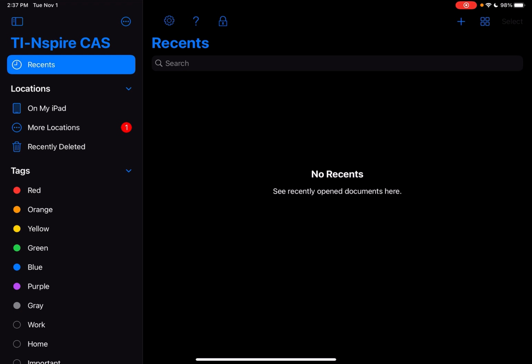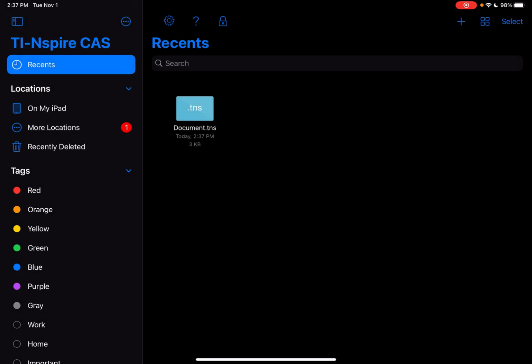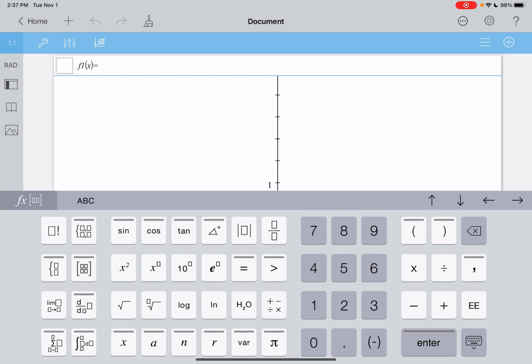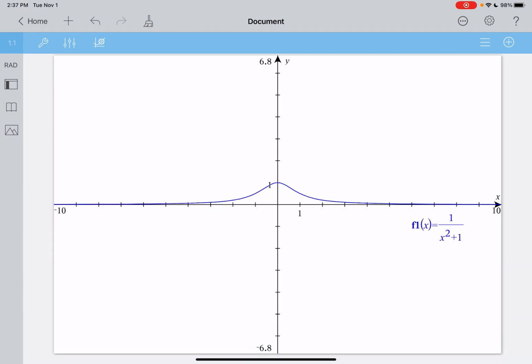So we want to do a new document right here. And let's just go straight to a graph. All right, and let's graph this function that they gave us here, guys. It's a stack fraction with a 1 in the numerator. And then our denominator was x squared plus 1. So we'll hit enter, and there it is, everybody. The Witch of Agnesi looks something like that.